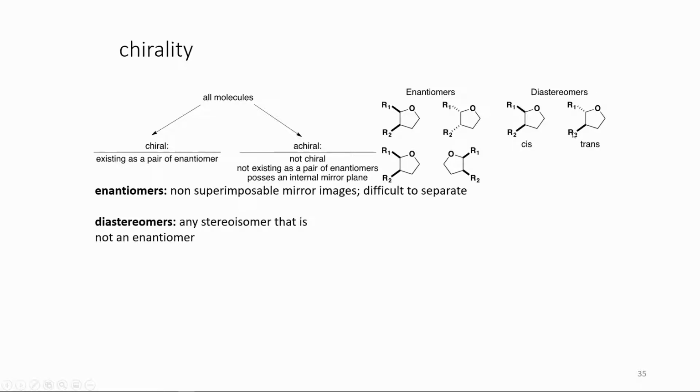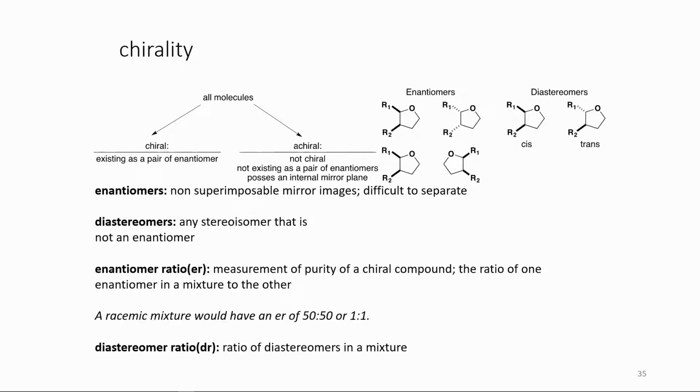So enantiomers are non-superimposable mirror images that are difficult to separate, and diastereomers are any stereoisomer that is not an enantiomer. We have a couple other terms. The ER, or the enantiomer ratio, is going to be the ratio of one enantiomer to the other in a mixture. A racemic mixture is going to have an enantiomer ratio of 1 to 1. And a diastereomer ratio is going to be the ratio of diastereomers in a mixture.